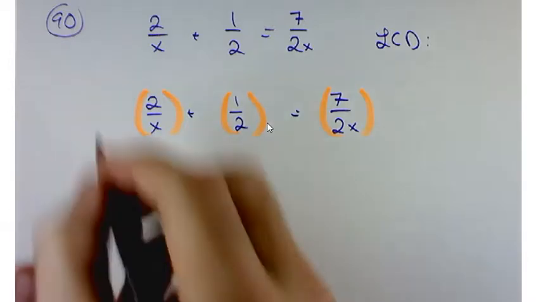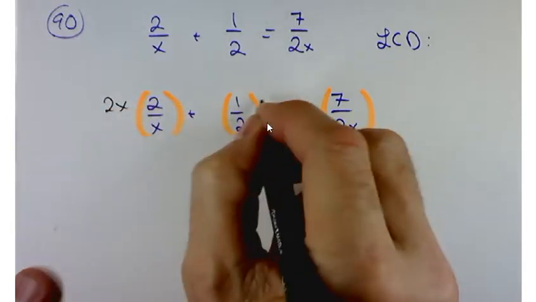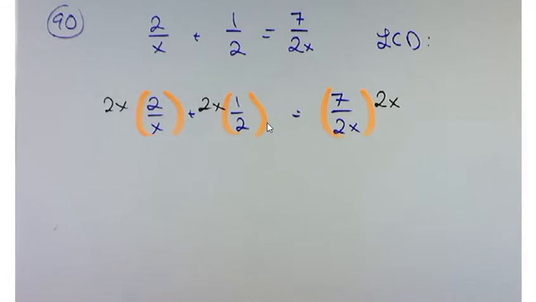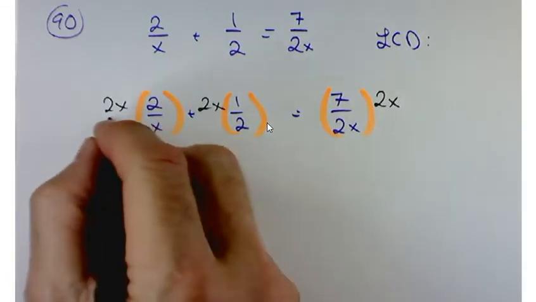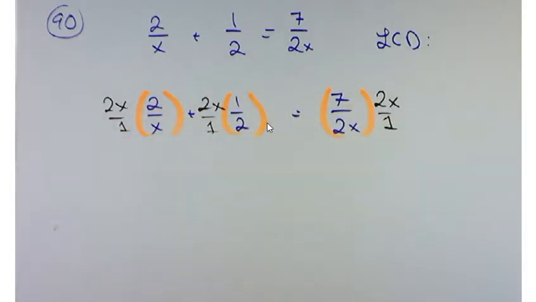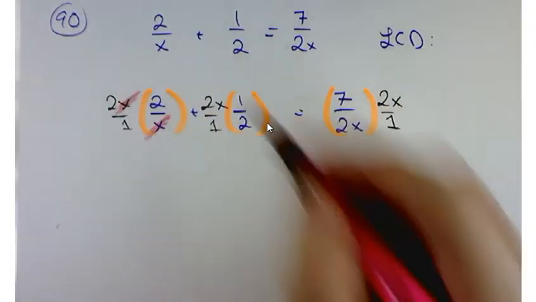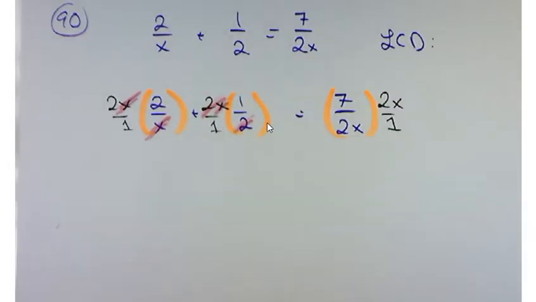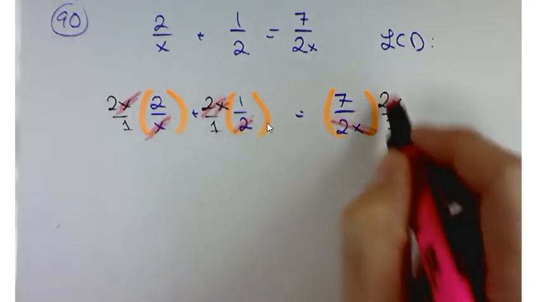So 2x is our LCD. 2x, 2x, and 2x. Everything's getting multiplied by 2x. If it helps you, you can think of it as 2x over 1. But what you want to do is the cancellation here. You want to get rid of all those terms from the denominator. So the x and the x cancel. The 2 and the 2 cancel. I didn't mean to cancel the x. And over here, all of that cancels.